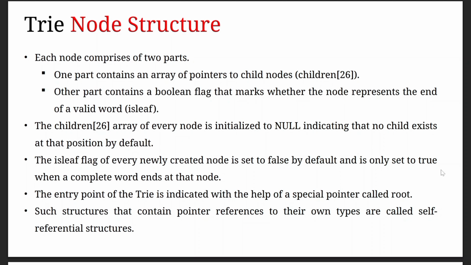So here is the node structure. A trie is made up of many nodes. Each node contains two important things. The first one is an array called children with 26 positions. These positions represent the 26 letters from A to Z. The second one is a Boolean variable called isleaf. The isleaf variable tells us whether a complete word ends at the node. Initially, all child pointers are set to null because no child nodes exist yet. Also, isleaf is set to false by default. Every trie starts from a special node called the root node. The root node acts as the entry point for all operations such as insert, search, and delete.